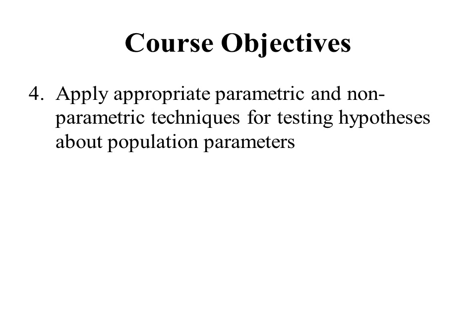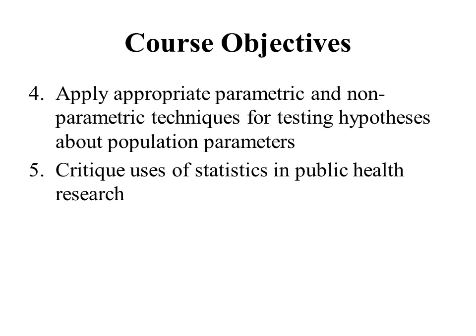Number 4, apply appropriate parametric and non-parametric techniques for testing hypotheses about population parameters. So this is more generically called hypothesis testing, and we're going to talk about both so-called parametric tests and non-parametric tests. These are going to be things like the t-test, the chi-squared goodness of fit test, probably things that you saw back in your Intro to Stats class. Number 5, critique uses of statistics in public health.